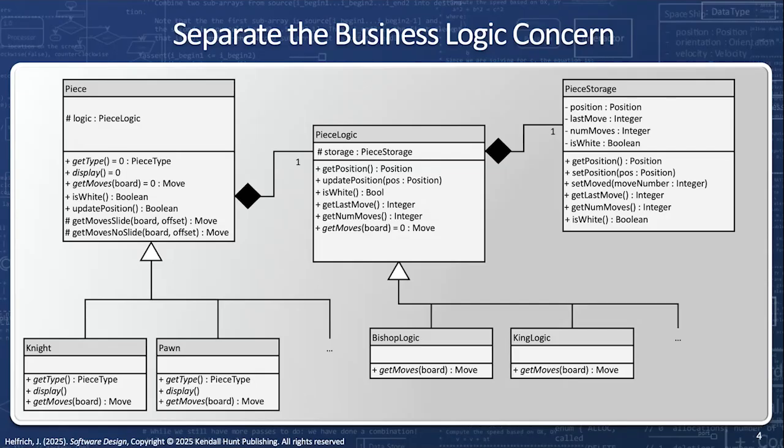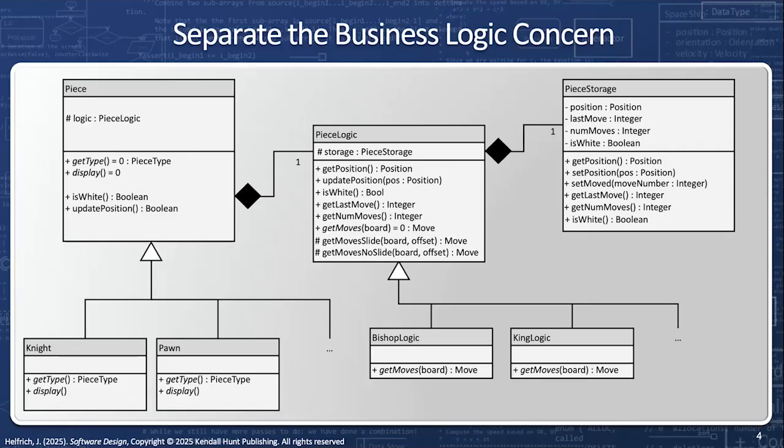Now, in order for me to implement these, I've got to get my get moves slide and get moves no slide and move them from piece over. And then I'm going to remove my get moves from the knight and from the pawn and from all the other ones, as well as the pure virtual function from piece. It's no longer going to be a pure virtual function. It's going to be a normal function, and it's going to pass that request onto piece logic, which we'll call get moves class.